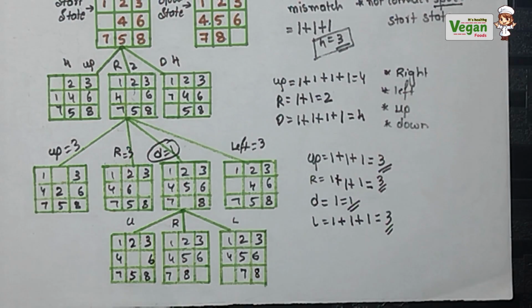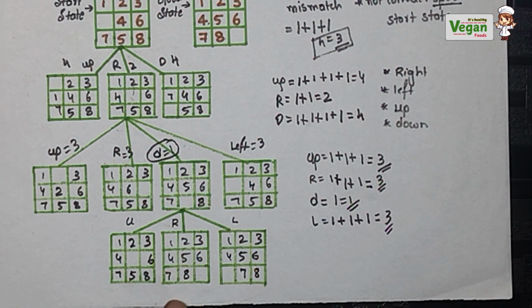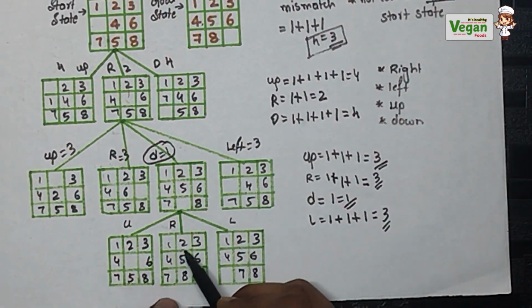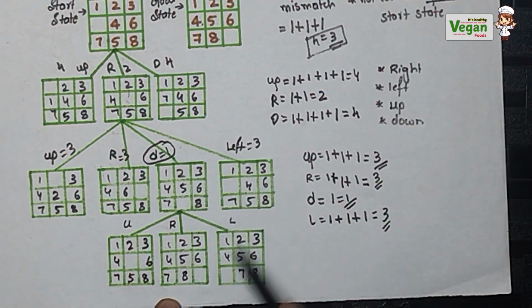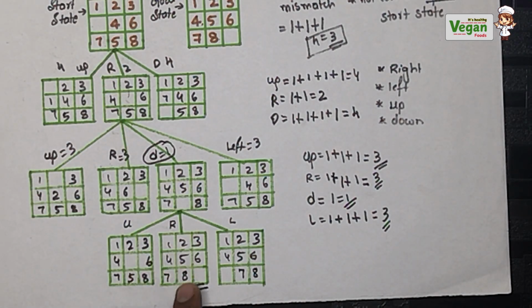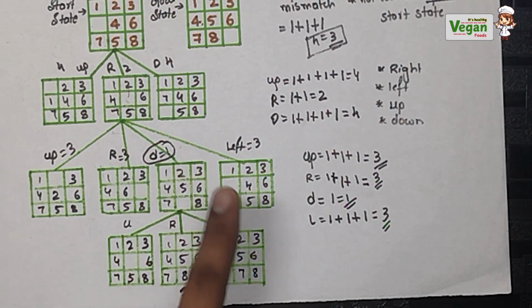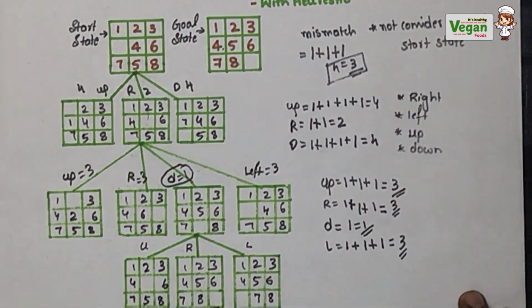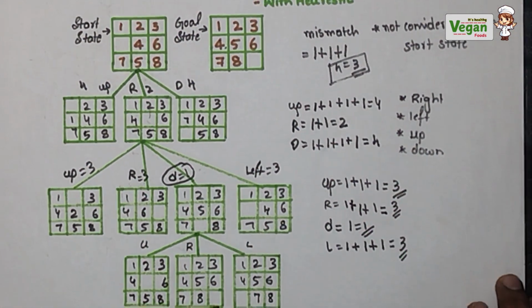Now you compare with the goal state. If you compare with the goal state, 1, 2, 3, 4, 5, 6, 7, 8. So we got the goal state here. From the initial or the start state, we traverse in a way that using the less heuristic value, finally we found the goal state.